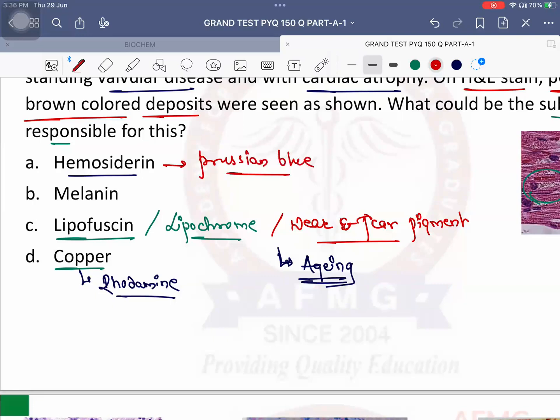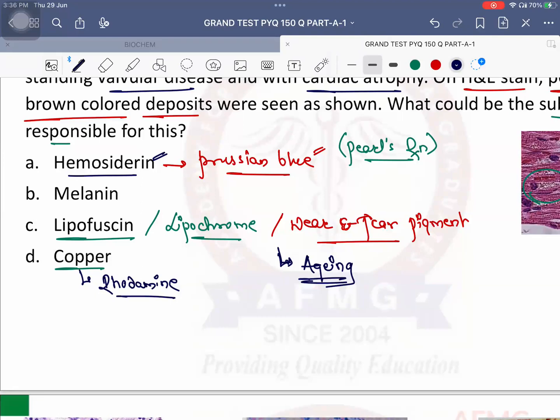Hemosiderin is also a brown colored pigment because it is an iron pigment. How to differentiate? That's why we use the Prussian blue stain, because after using a Prussian blue stain, what happens? The hemosiderin or the iron changes its color to blue, and this is done by a reaction known as Pearl's reaction. Very good. When there is excess of hemosiderin in the body, this excess will get deposited in various tissues, and that condition will be called hemosiderosis, also known as hemochromatosis.